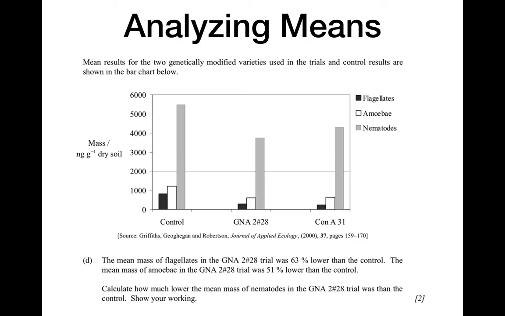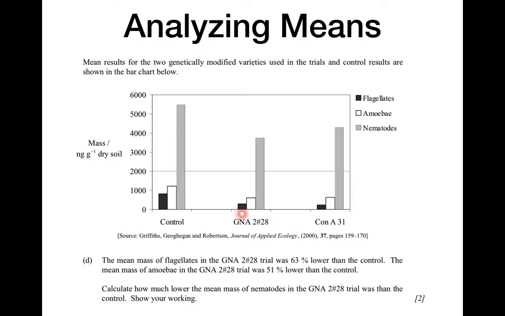Okay, so let's look at some examples here from the IB exams. So here's a graph with mean results for two genetically modified varieties used in trials, and control results are shown in the bar below. So we have different soils and different varieties of something. I think it's corn. So the control and the two genetically modified ones. Okay, and then it says, first question, the mean mass of flagellates in GNA2 number 28. So flagellates is the black one. That's this GNA2 28, this one.